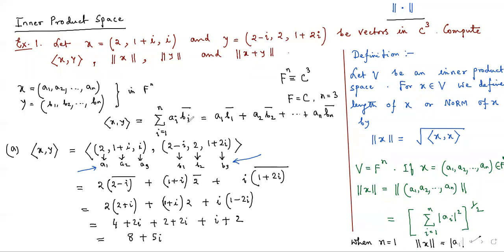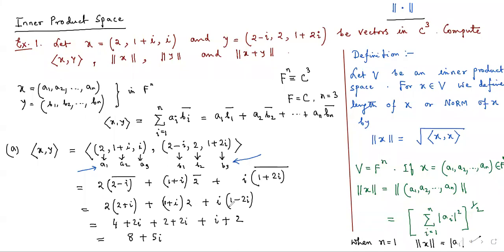Now, if I apply the standard inner product rule, then I have to take the first component 2, and multiply this by the complex conjugation of the first component of the second vector, that is the complex conjugation of 2 minus i. 1 plus i will similarly be multiplied by the complex conjugation of 2, and i will be multiplied by the complex conjugation of 1 plus 2i. Now, since the complex conjugation of 2 minus i is 2 plus i, and of 1 plus 2i is 1 minus 2i, we have substituted them over here. And since 2 is a real number, the complex conjugation is the number itself, so it remains the same.